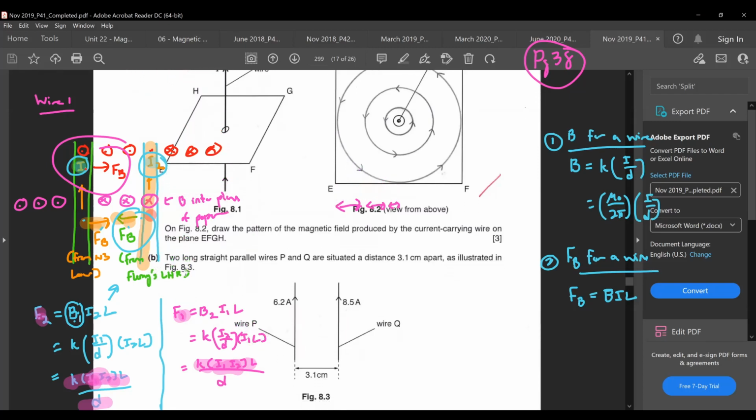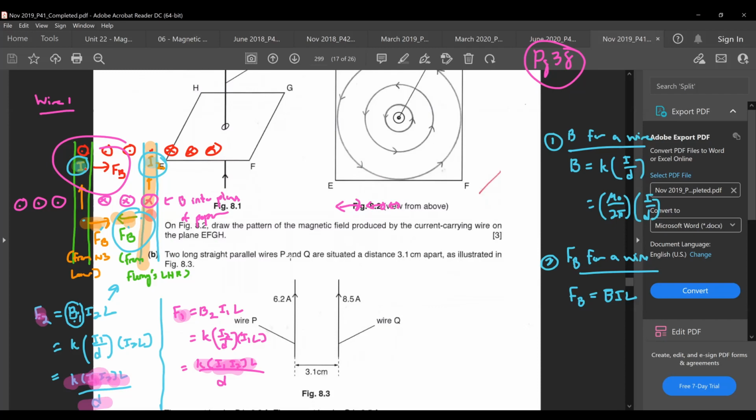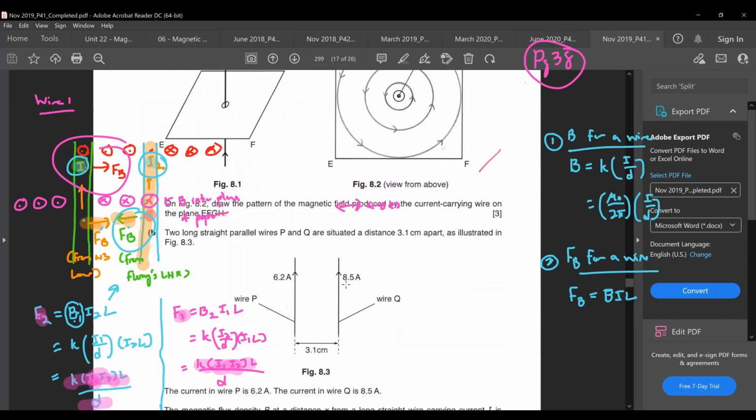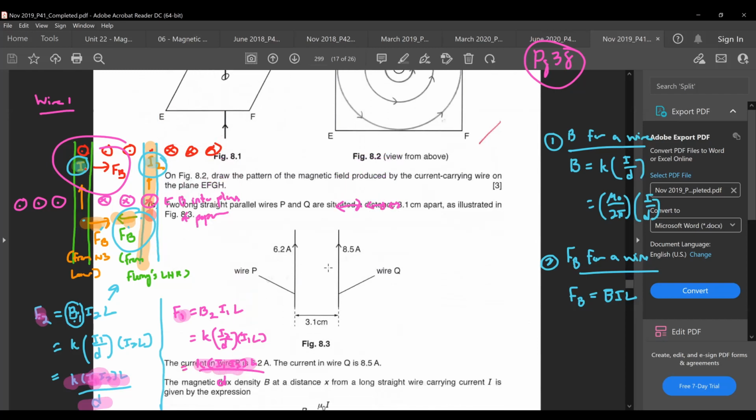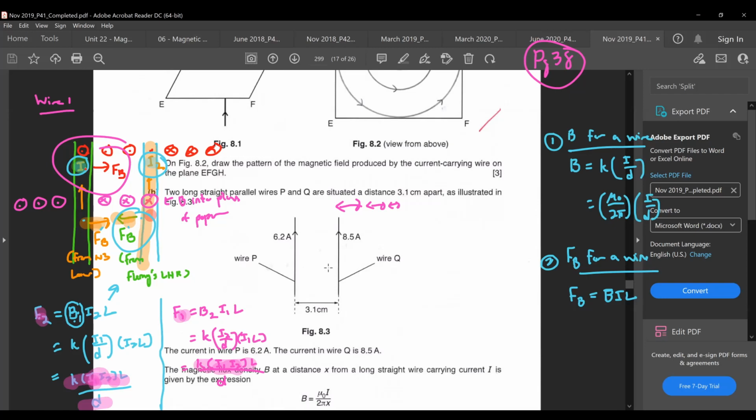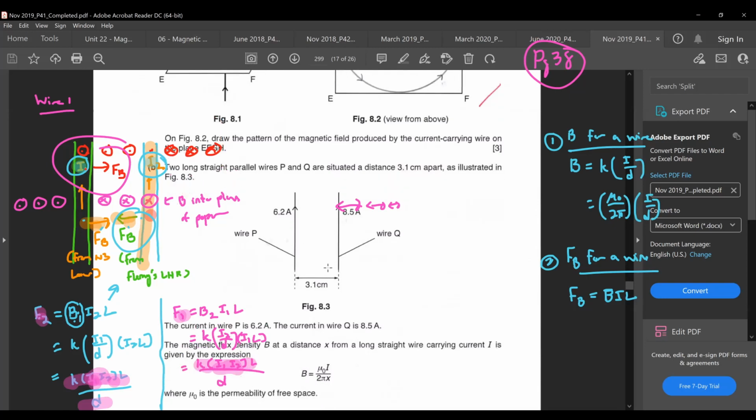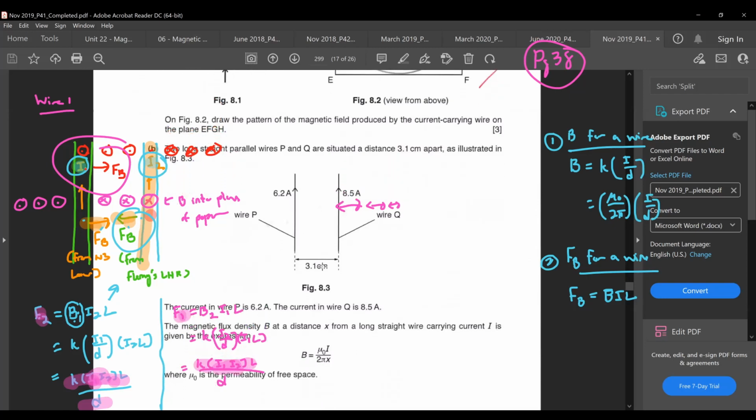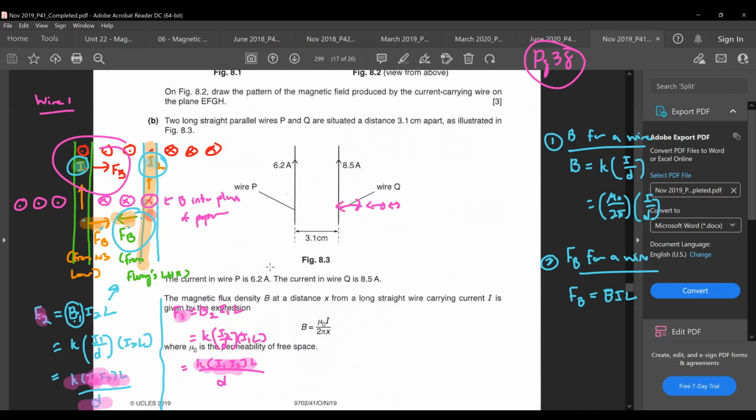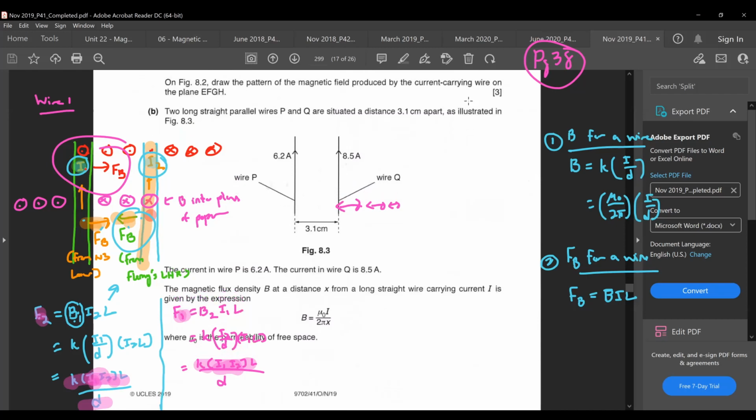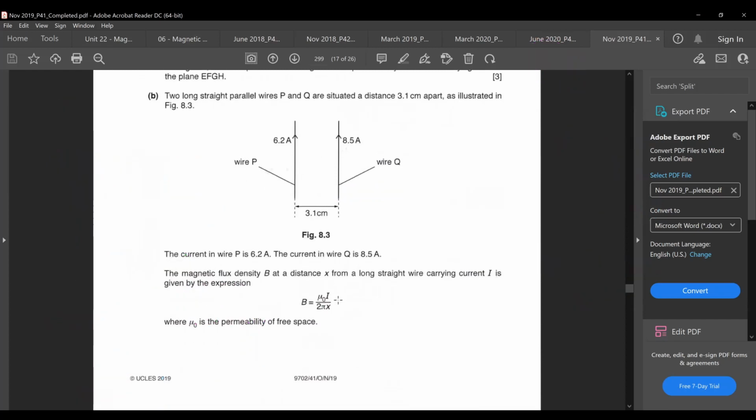Okay, so now you look at part B, they tell you two long straight parallel wires P and Q are now situated at a distance of 3.1 centimeter apart, as illustrated in figure 8.3. You now have the two wires situated 3.1 centimeter apart, and they're parallel to each other. They tell you current in wire P is 6.2, current in wire Q is 8.5.